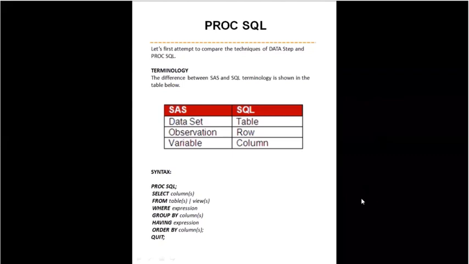So first, let's compare a few of the terminology that we have in PROC SQL versus the SAS data step. A data source which contains data is called a SAS dataset. In general SQL, we refer to it as a table, which goes with the statement that datasets and tables are the same. In SAS datasets, we call every row an observation. In SQL, it is referred to as a row, and a variable is a column.